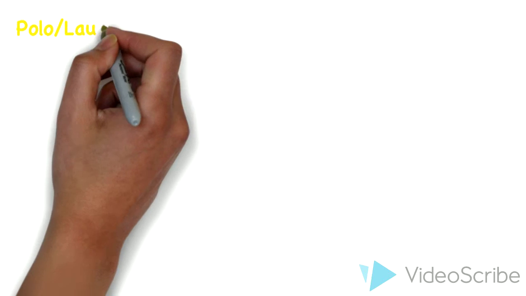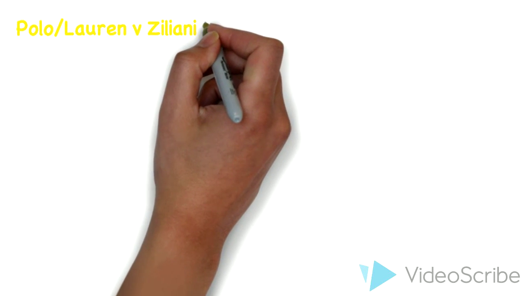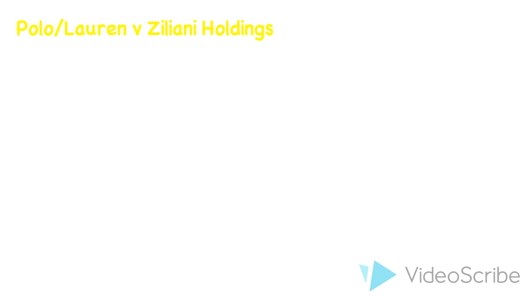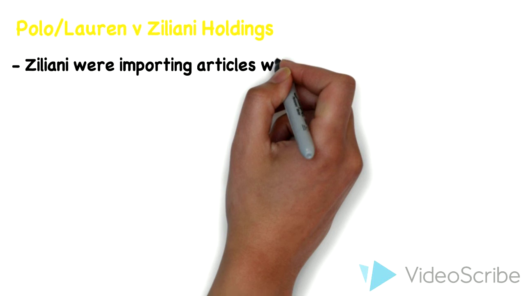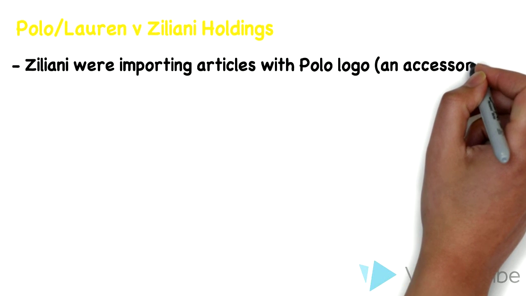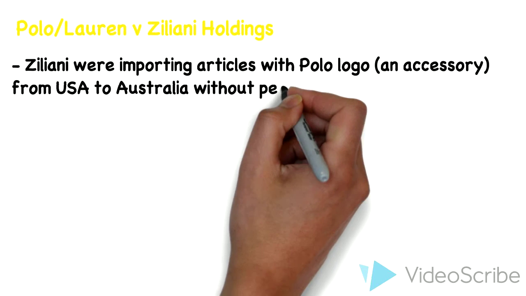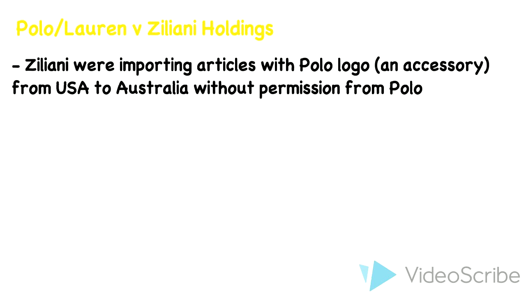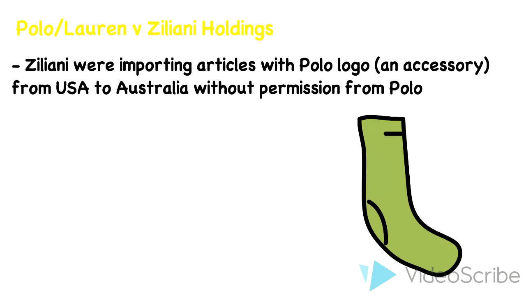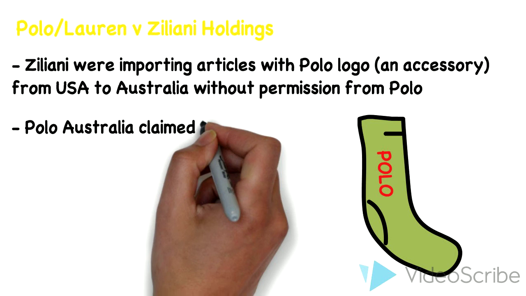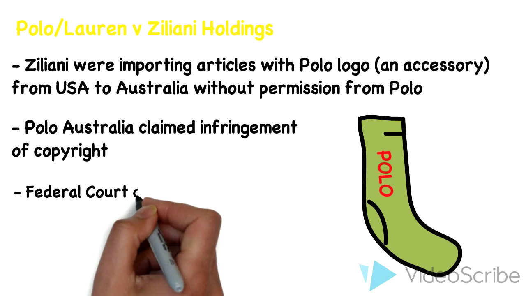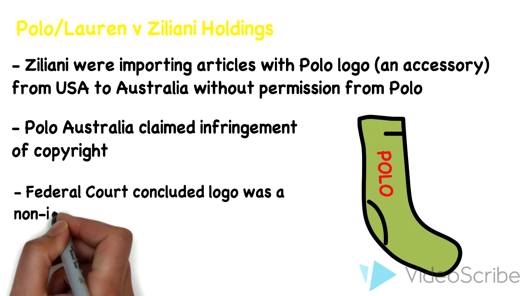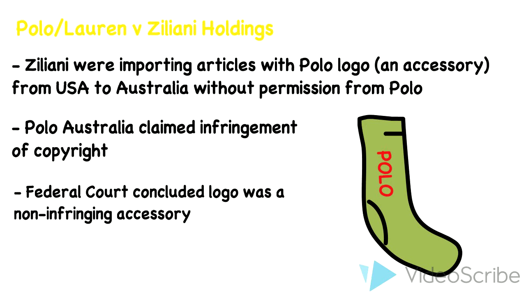An example of this section being applied is in the Polo Lauren Company LP and Ziliani Holdings Proprietary Limited case. In this case, Polo brought an action against Ziliani, a parallel importer of genuinely purchased articles bearing the Polo logo, who were importing these articles from the US to Australia at a cheaper price and without authorization. Polo claimed copyright infringement on behalf of the logos, to which the federal court concluded that the logos were a corresponding design to the articles and were therefore non-infringing accessories and did not breach copyright.